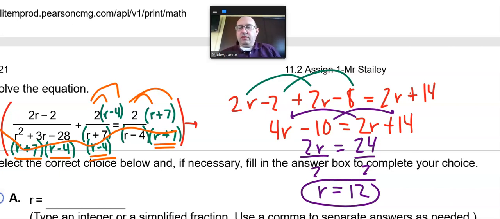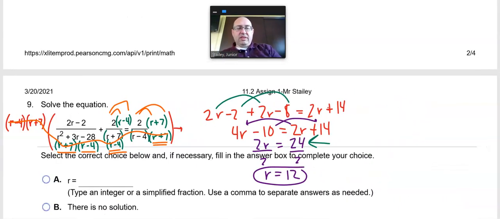And so we ended up with 2r equals 24, divided by 2, and you get 12. 12 doesn't cause any major problems when you plug it back in. It would be the same on both sides, so we're good to go there. 12 is your final answer.